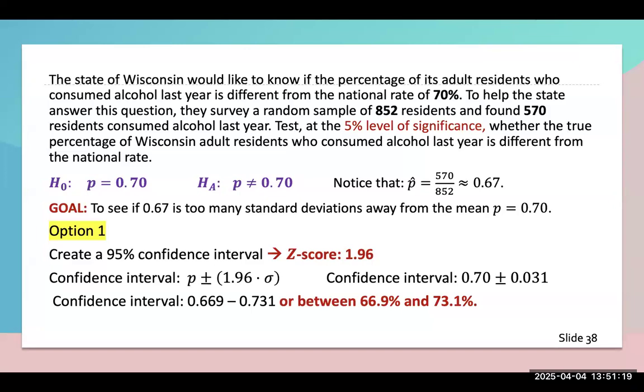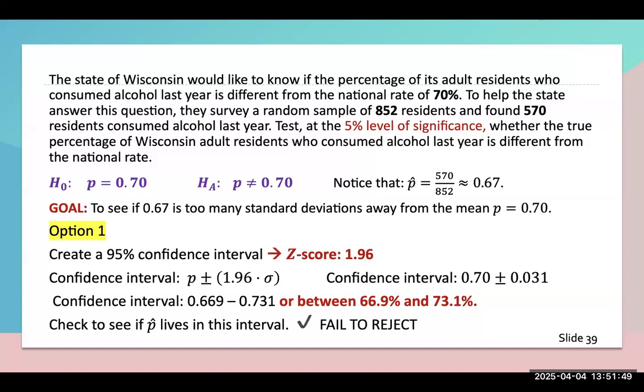Now let's look at our statistic. We got 67%, or 0.67. That number falls in that confidence interval. So that tells me that this is plausible. If the real rate was 70%, I should get something between 66.9 and 73.1, and I did. That 67 is close to that lower bound, but it's in between those two numbers, which means I failed to reject. There's just not enough evidence to support the claim that the true proportion is different than 70%.